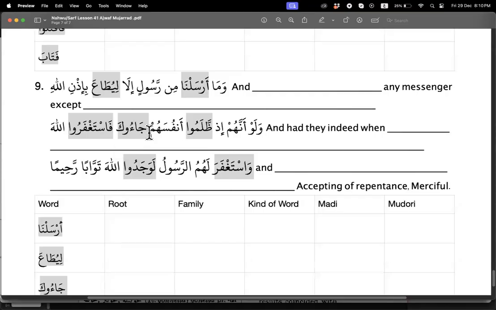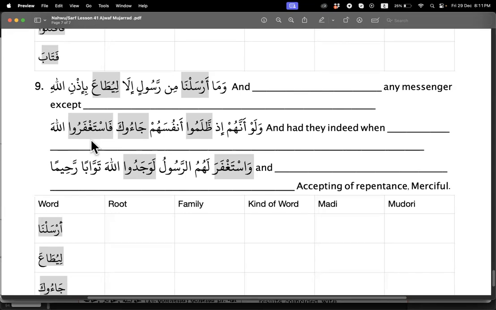So ja'u, this is madi hum, you said. What about the ka? Ka will be the maf'ulun bihi. Yes, translate. Ja'uka: they came to you. Yes, they came to you.